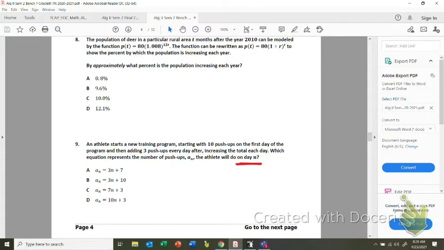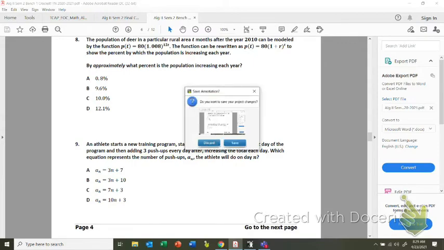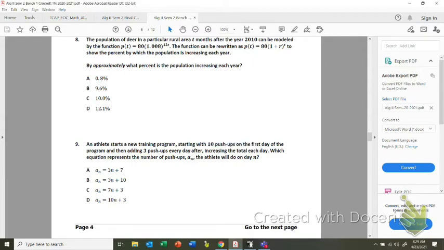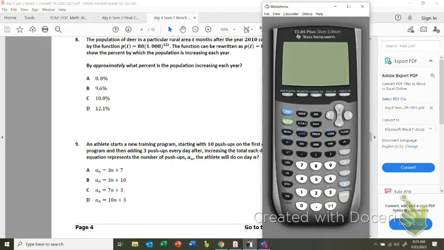So, on your calculators, go to your y equals. And let's type in B. So 3x plus 10 or 3n plus 10, whatever. And hit second table.